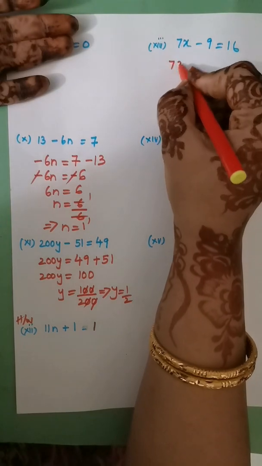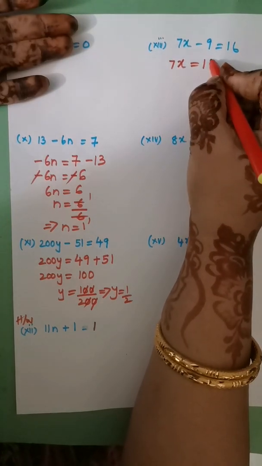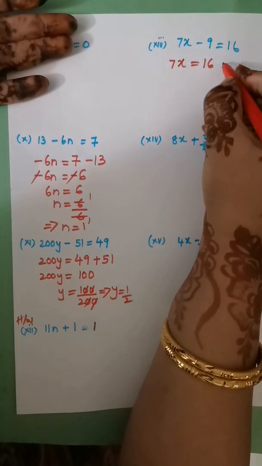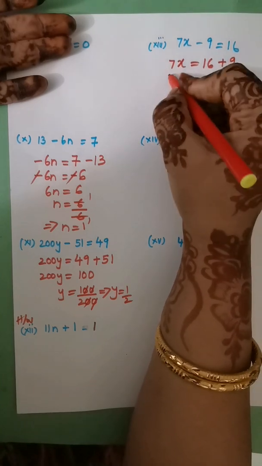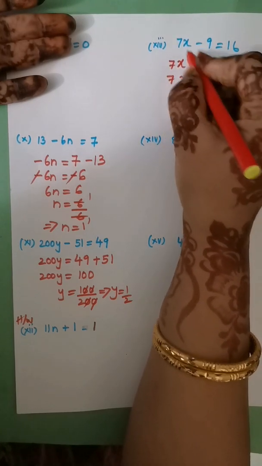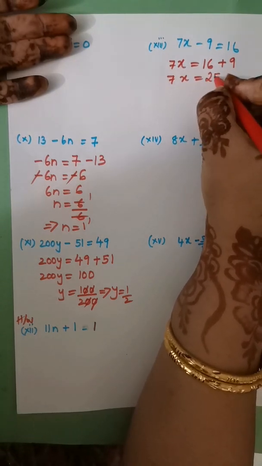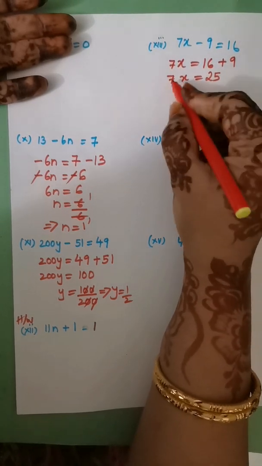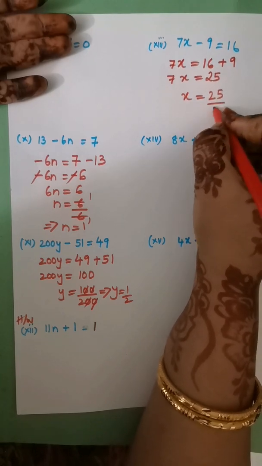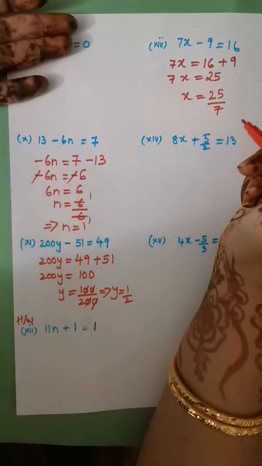Next, 7x is equal to, on the other side you have 16 minus 9, move there, becomes plus 9. Okay, 7x is equal to 16 plus 9 is 25. x is equal to, bring 7 down, 25 by 7 is the answer.